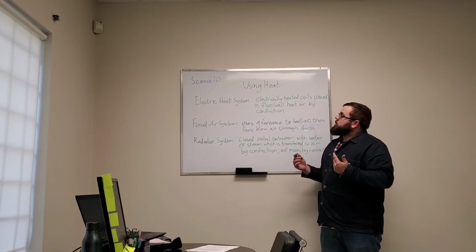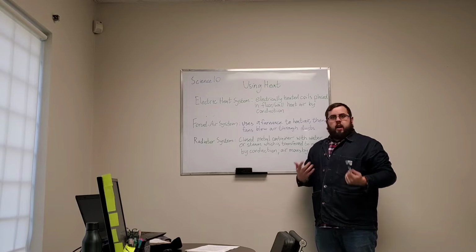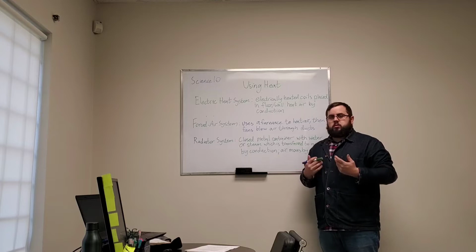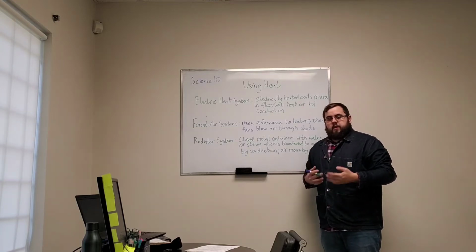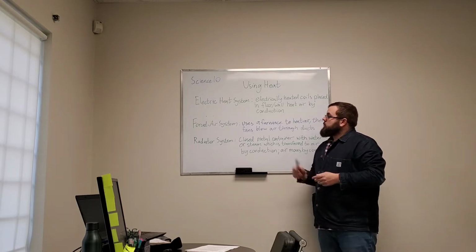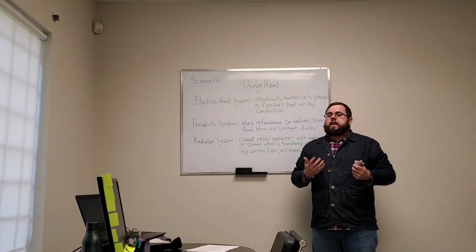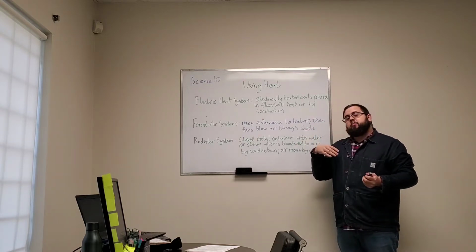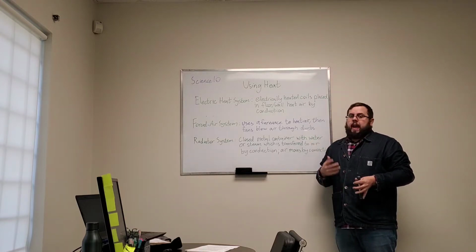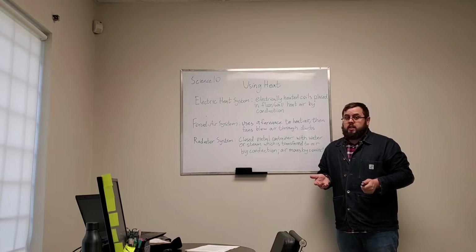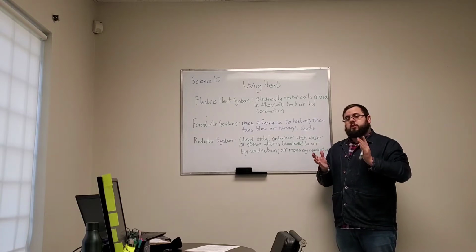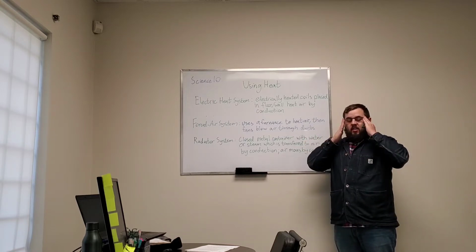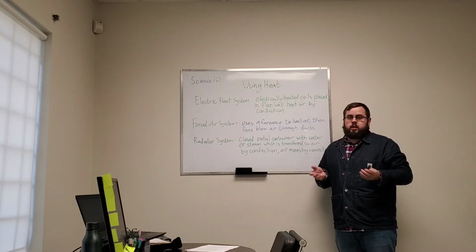Now we are extending to using heat or thermal energy in everyday life and how that is applied, okay? So there's a few different ways that we use thermal energy in our everyday lives, in particular in our houses. One of those ways is through electric heat systems. This is when you have electrically heated coils that get put inside the floors or the walls, and then those coils get heated up by electricity, and then through conduction, remember conduction is direct contact, the air heats up, and the houses or the rooms will also heat up.